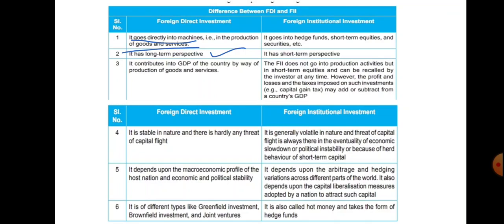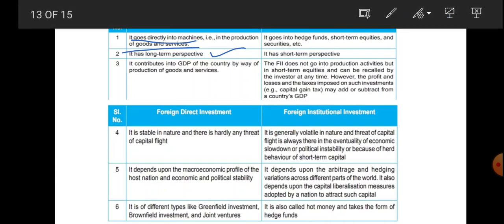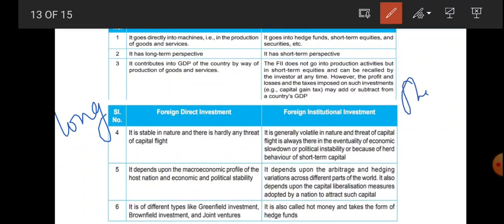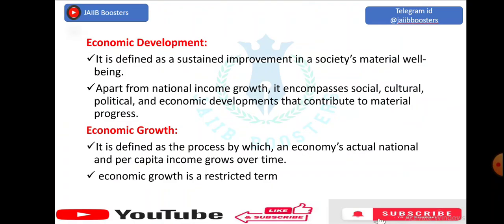What is FII? It is short-term equity. It's a short-term perspective. FDI is long, FII is short. Hope understood. It is generally volatile in nature. It depends upon arbitrage. It is also called hot money and takes the form of hedge funds.